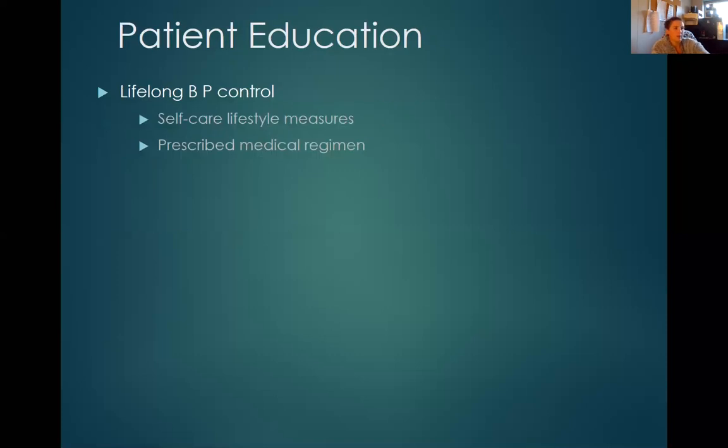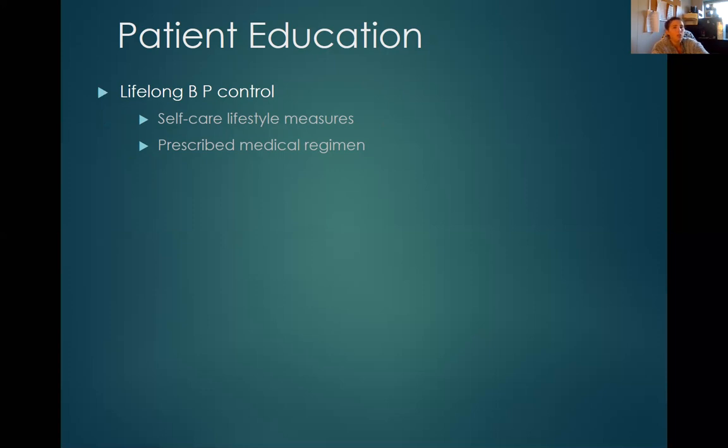Patient education: lifelong blood pressure control is necessary. I understand that people don't understand that because their blood pressure is normal while they're on blood pressure medicines, that they are not cured. So you need to make sure that you're educating the patient to say that this medication may bring your blood pressure back to what we consider a normal range, but that doesn't mean you don't have high blood pressure. It means the medicine's working.